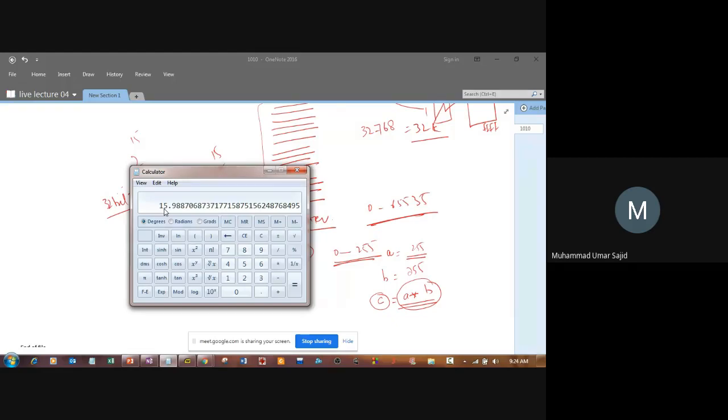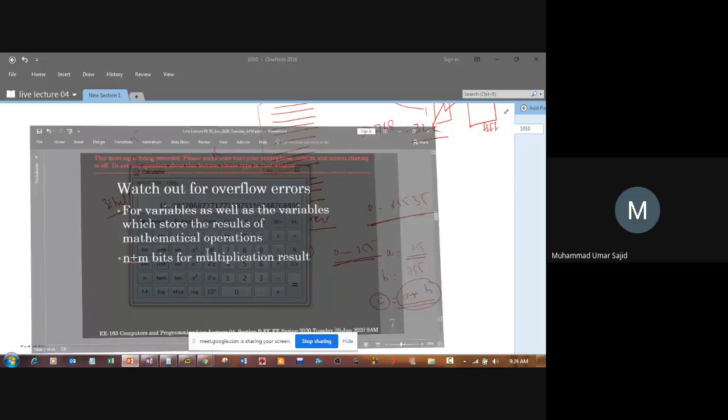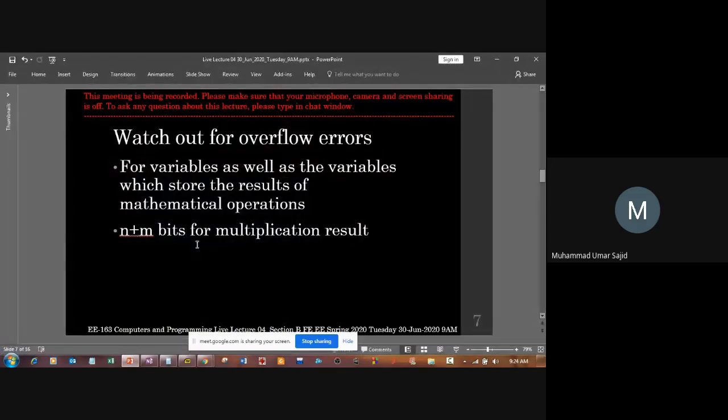That's the important thing. The worst case scenario is actually a multiplication of two numbers. If you want to store the result of that multiplication, you need to store it in a larger variable, and the size of that variable must be at least n plus m bits. N is the number of bits for the first operand, A, and m is the number of bits for the second operand, which is B.